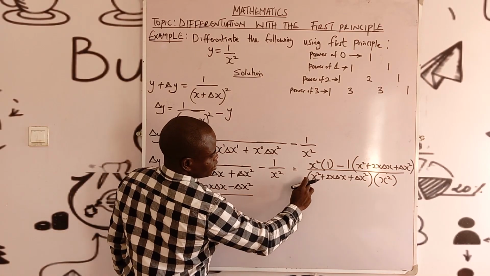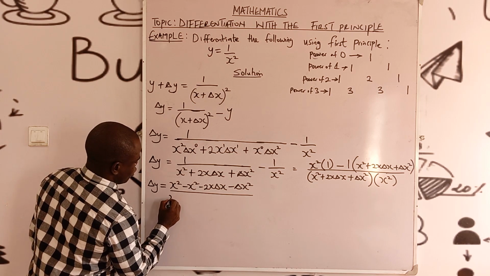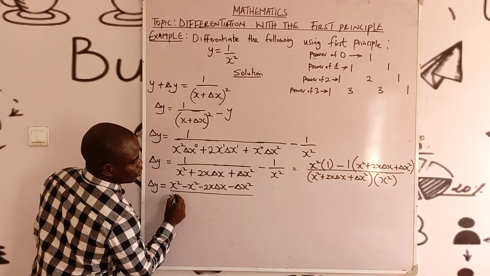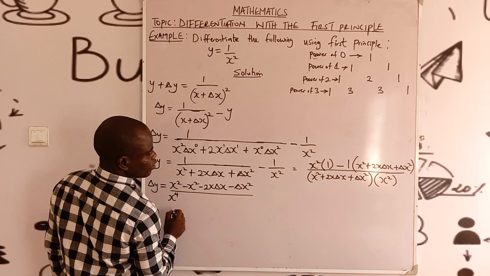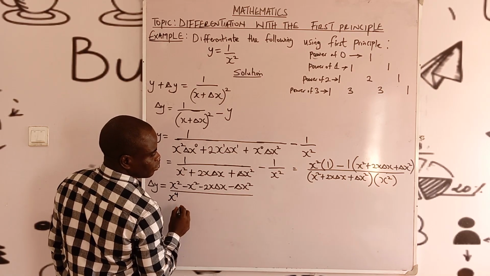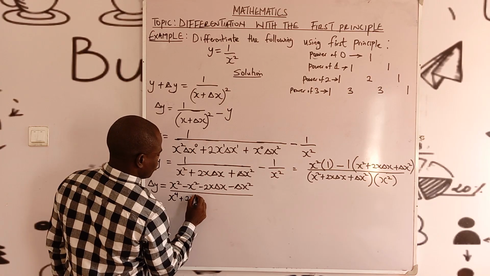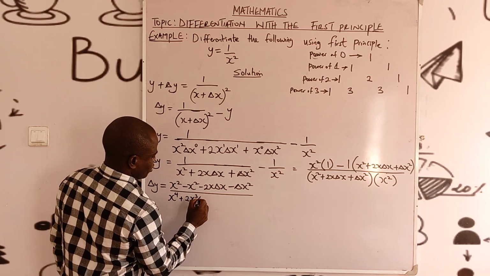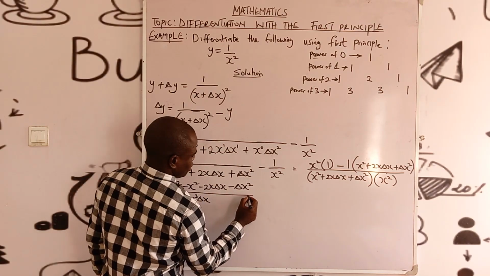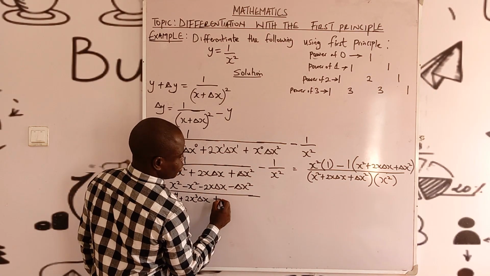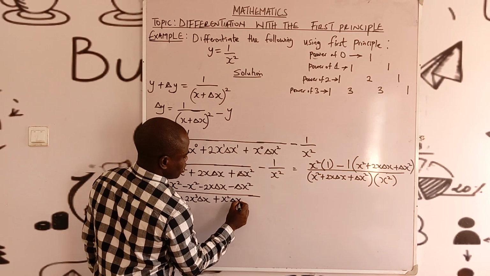x squared times that, we are having x squared times x squared, x raised to 4. I have to open the bracket: x raised to 4 plus 2x raised to 3 dx. I'm trying to use x squared to multiply all this, whereby plus x squared dx squared.